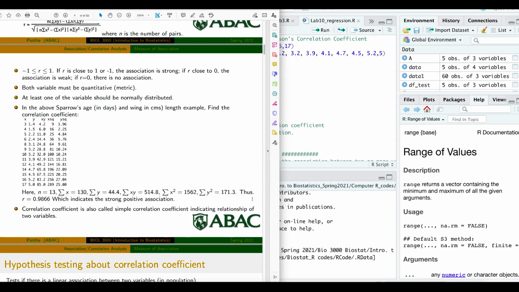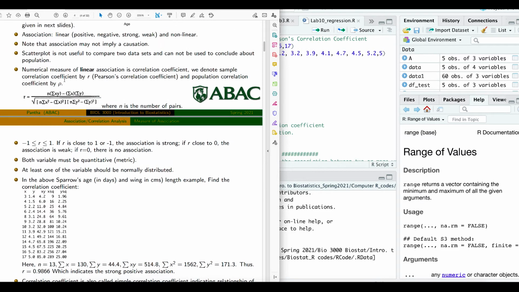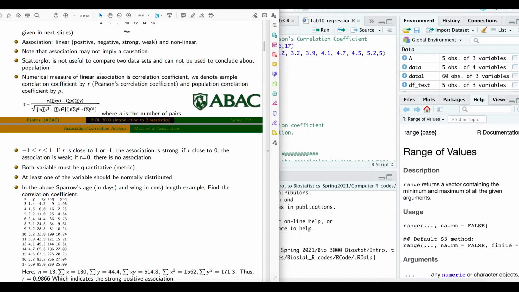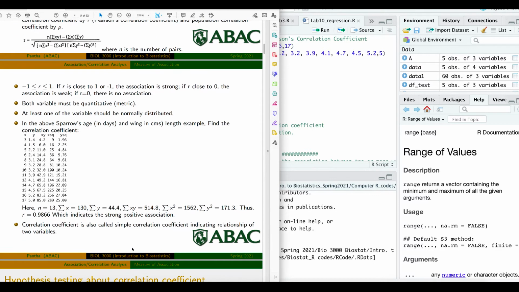Okay. So if you plug in there, you will get r equal to 0.9866, which indicates a strong positive association, because that r value is close to +1. You see that strong positive linear association, because this formula is for the linear correlation coefficient. So x and y, or you can say the age and the length of the wings, are strongly linearly associated with each other.